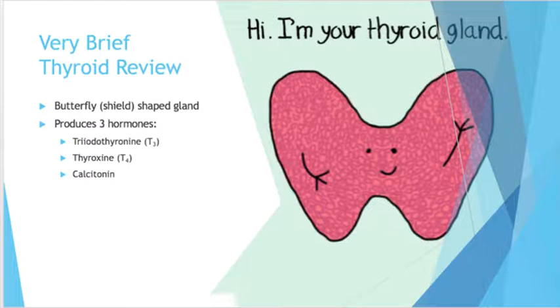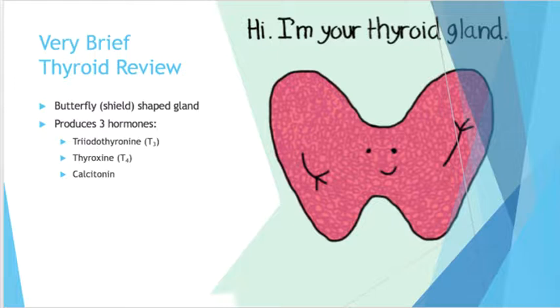So, very brief thyroid review. Again, it's a butterfly or shield-shaped gland, and it produces 3 hormones: your triiodothyronine, or your T3, your thyroxine, your T4, and then calcitonin. And just remember, T4 is not active until it turns into T3. And what T3 is responsible for is cellular metabolism.